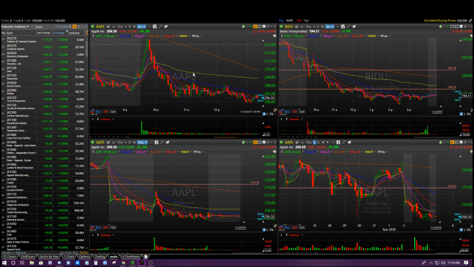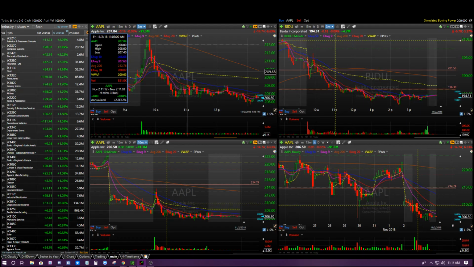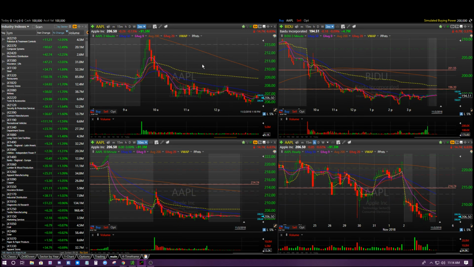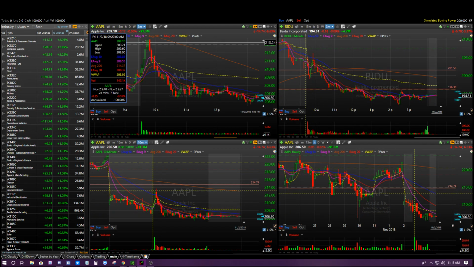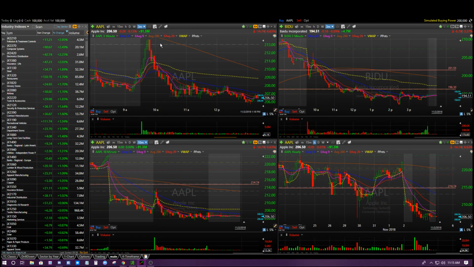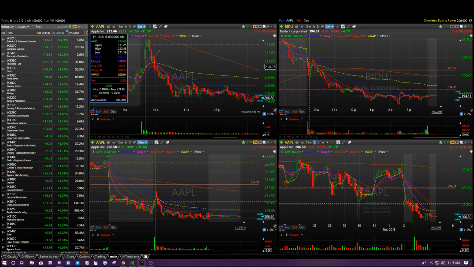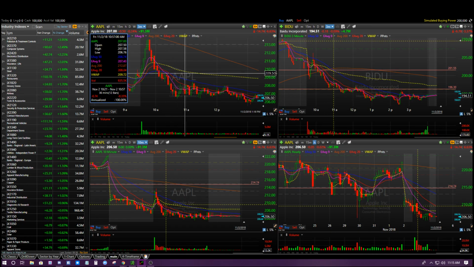So basically it's saying that the majority of the people are in at 208, 209, right? So if the stock is above the VWAP, a lot of people are in profit, and that's looked at as a bullish trade. If the stock is under the VWAP, a lot of people are underwater. Like when it went across VWAP here, all these people who bought up here were underwater.